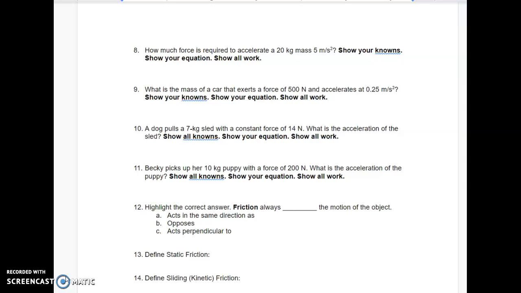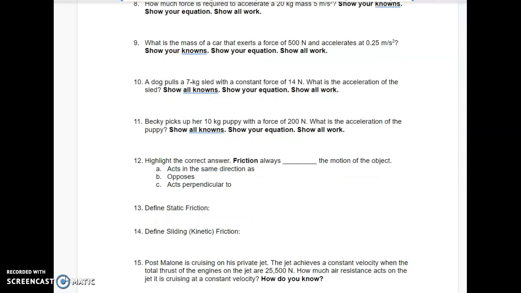So Becky picks up her puppy with a force of 200 newtons. What is the acceleration of the puppy? Show all your knowns, so show your equation and show all your work. So Becky is picking up her 10-kilogram puppy. Okay, and it has a force of 200 newtons being applied upward on it. But what is also acting down on this puppy? It's the weight. Okay, so if we need to solve for the acceleration, we need to find the net force on this puppy. So let's go ahead and draw it out.